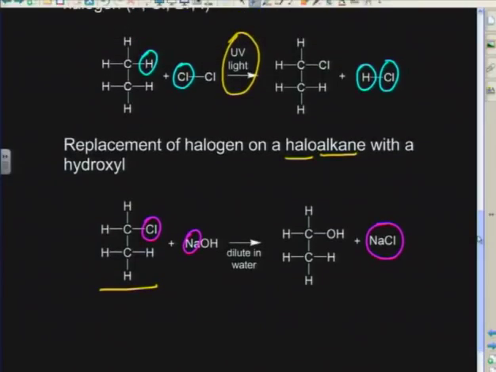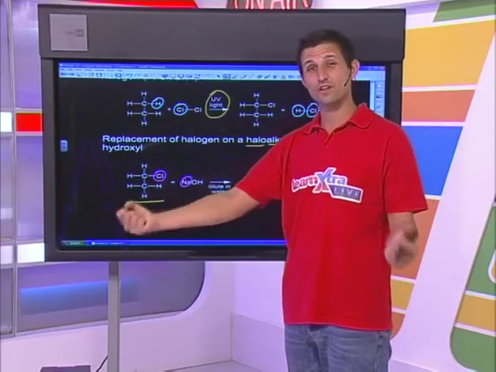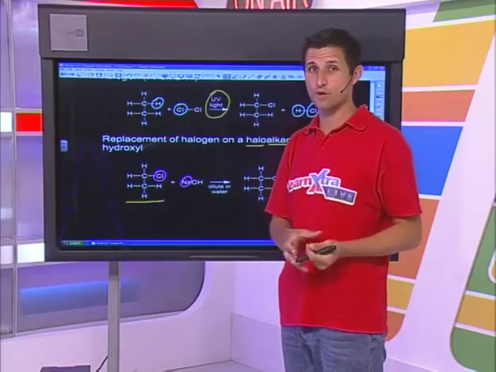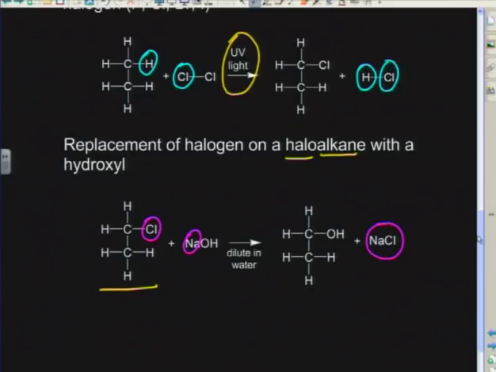Substitution means the switching of something on a molecule with something on another molecule. They're going to trade places or trade partners. So in the first one, I needed UV light to get chlorine to take the place of hydrogen. What happened was one of the chlorines took the hydrogen away and left another chlorine in its place.